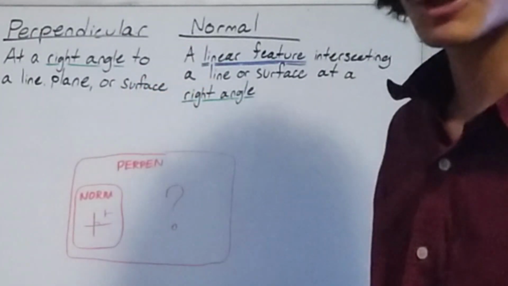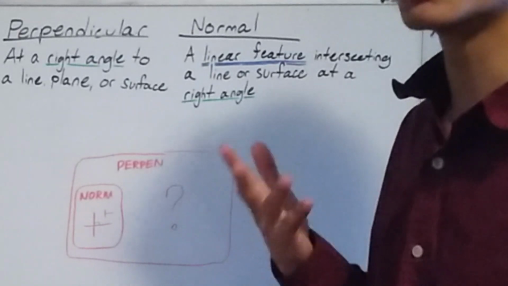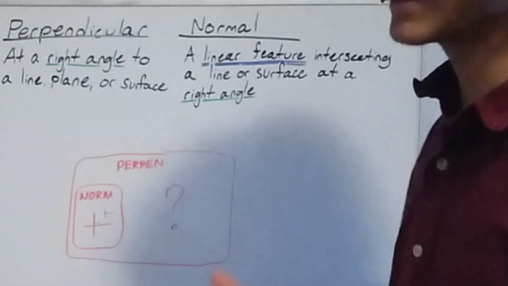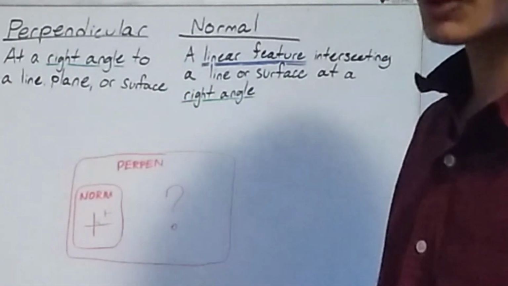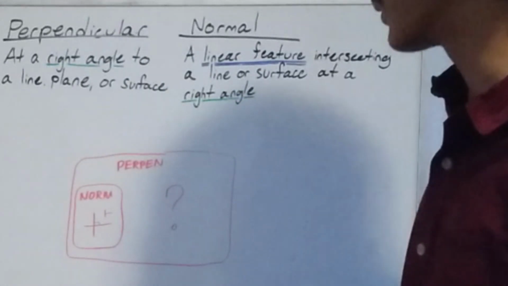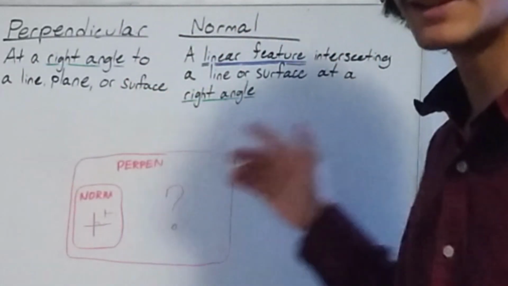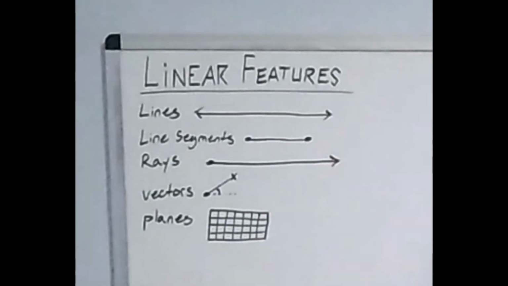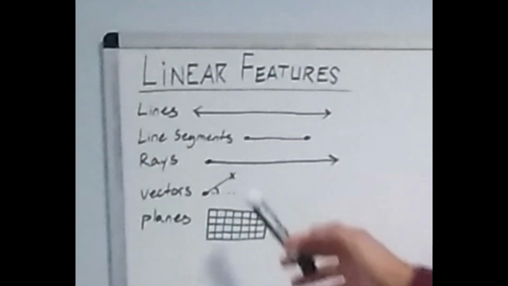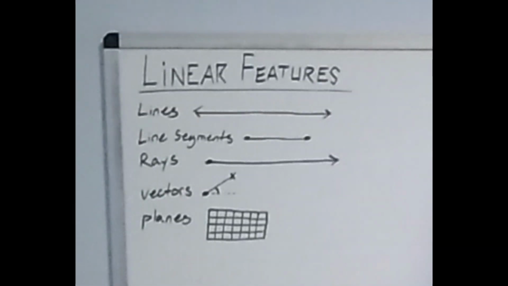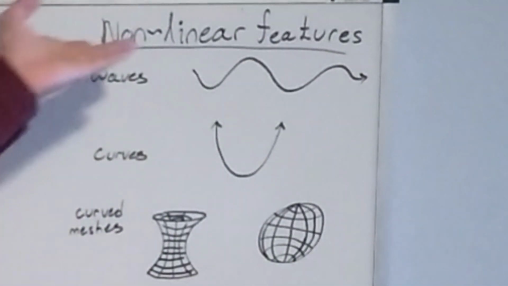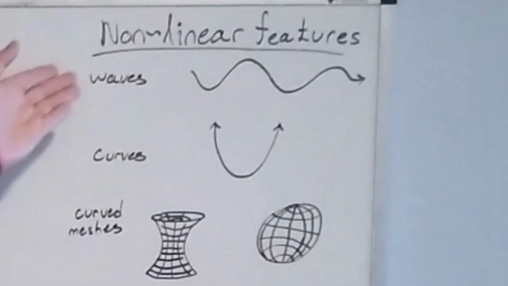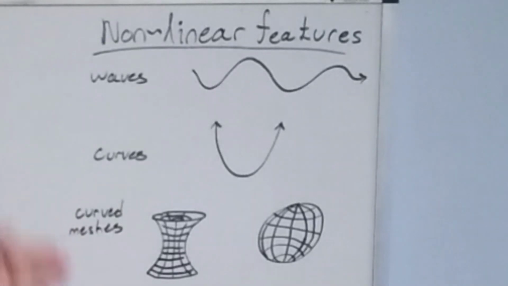For something to be perpendicular, it needs to be involving right angles, or 90-degree angles. And for a perpendicular feature to be normal, it needs to have a linear feature. Some examples of linear features include lines, line segments, rays, vectors, and planes. Some examples of nonlinear features include waves, curves, and curved meshes.